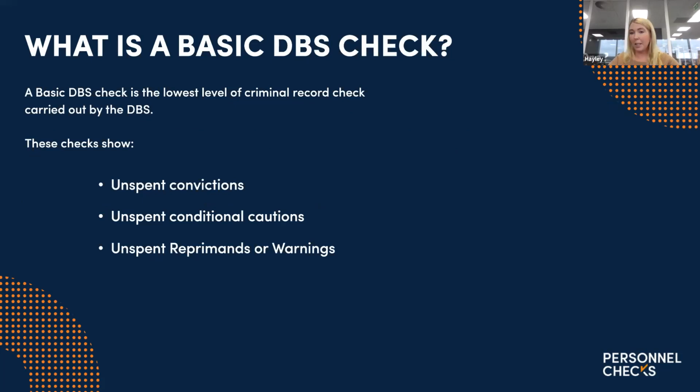So what is a basic DBS check? A basic DBS check is the lowest level of criminal record check carried out by the DBS. These checks show unspent convictions, unspent conditional cautions, and unspent reprimands or warnings. Anybody can obtain a basic DBS check, and you can do this yourself. It's really straightforward. Even though I don't work in a regulated industry as such like you do, I could easily obtain a basic DBS check, and I do have one for working here at Personnel Checks.